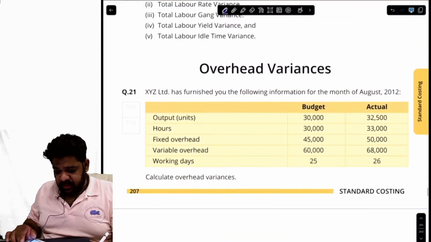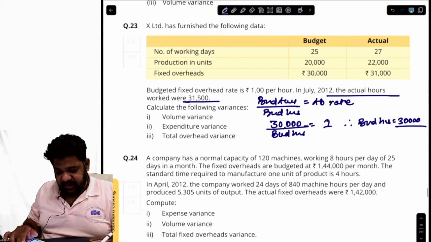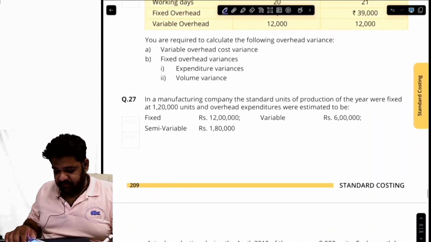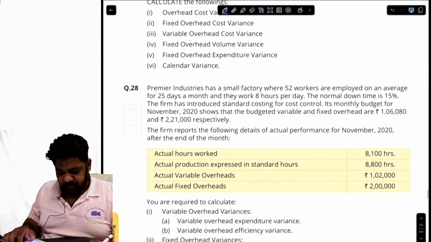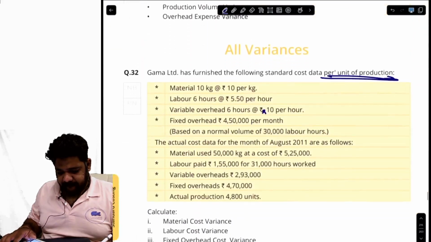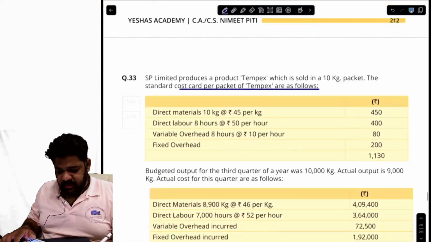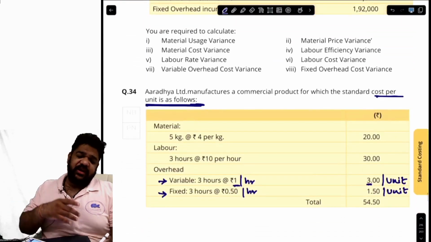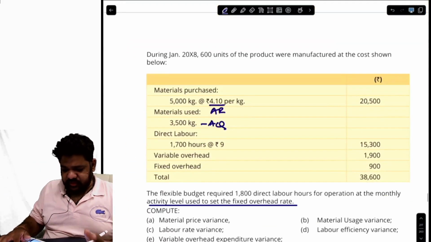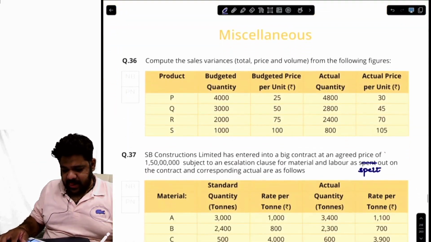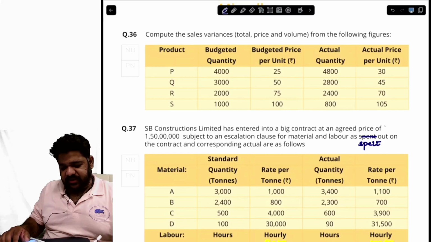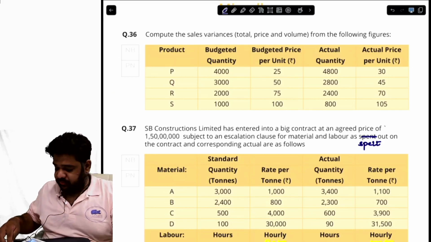For overheads, you can pick up 21, 24, 25. You pick up the all variances question. You can, in fact, out of all variances, just do one, anyone that you like. Okay, just do one for your practice. You can pick up the sales variance, just to have a quick glimpse of things.